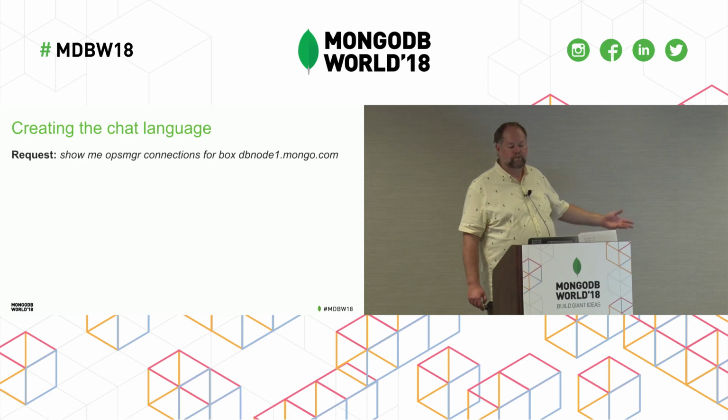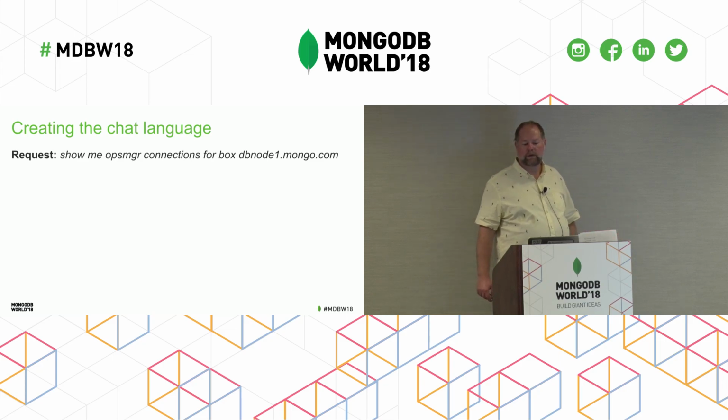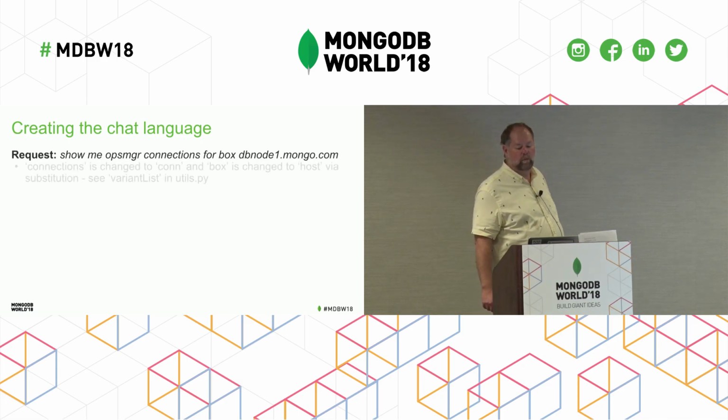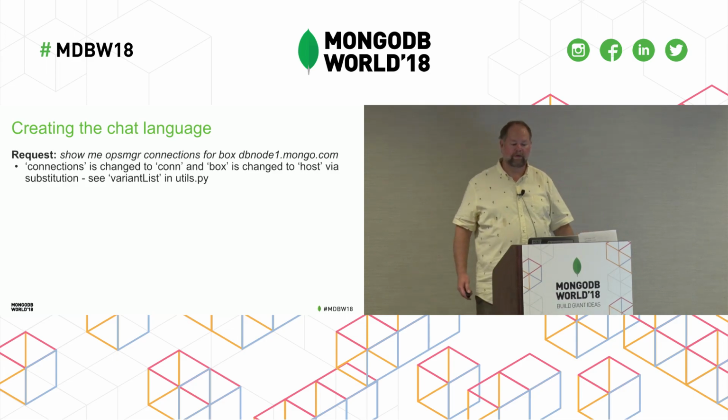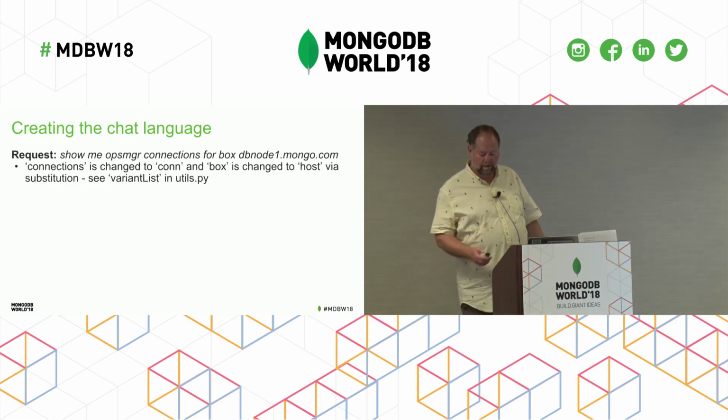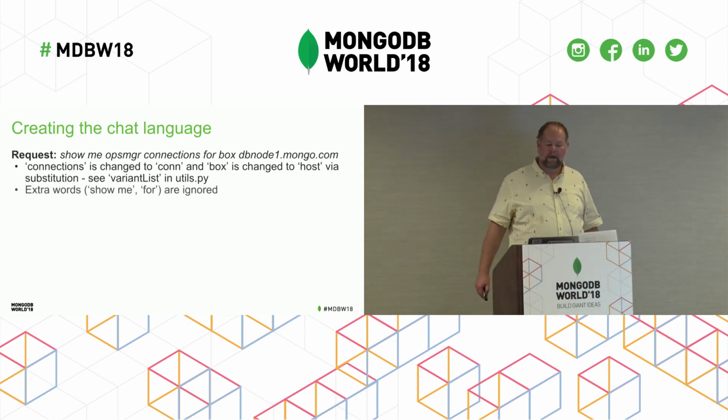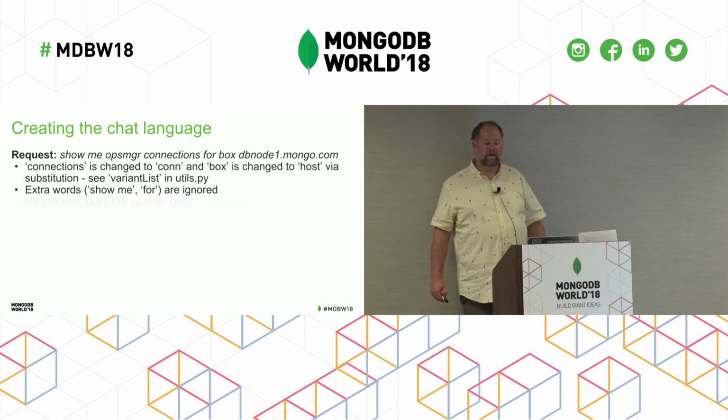Okay, so creating the chat language. Show me the ops manager connections for host DB, for box DB node 1. Connections is changed to con, which is the keyword we use. Box is changed to host. Extra words like show me and for are just completely ignored. They're extraneous in our case.